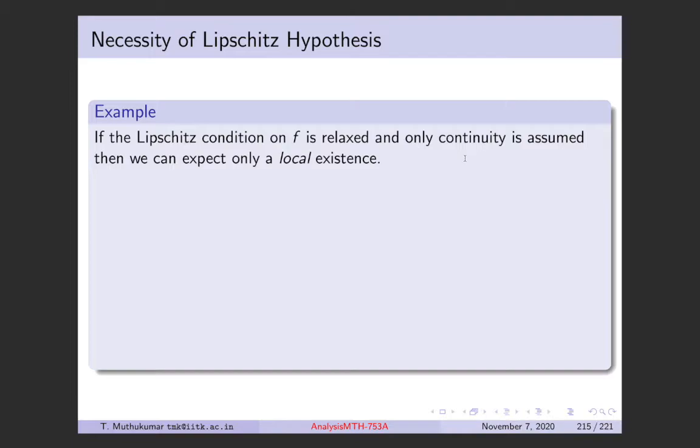We can, but in that case, the way we got a global solution, we cannot expect a global solution. We can probably get a local solution. When I say local solution, the function that we obtain may not satisfy the ODE in the entire domain that we started with. It might be satisfying the ODE in some region of the domain.